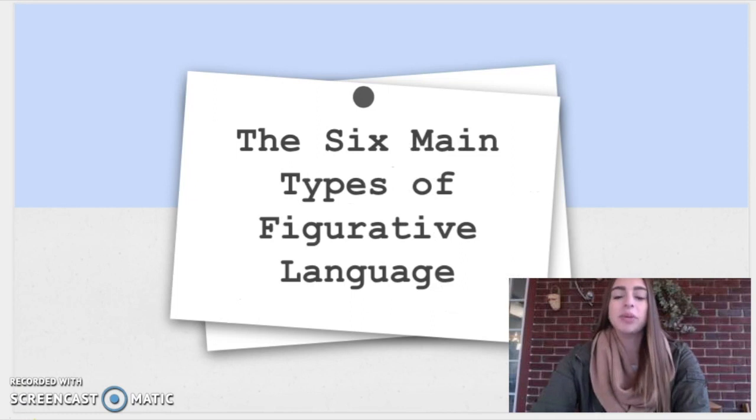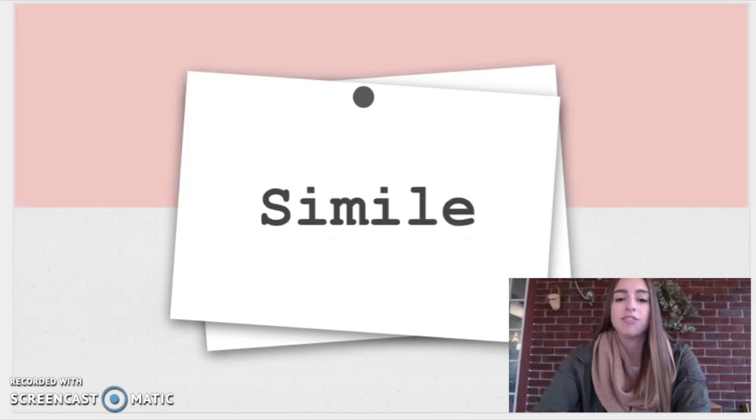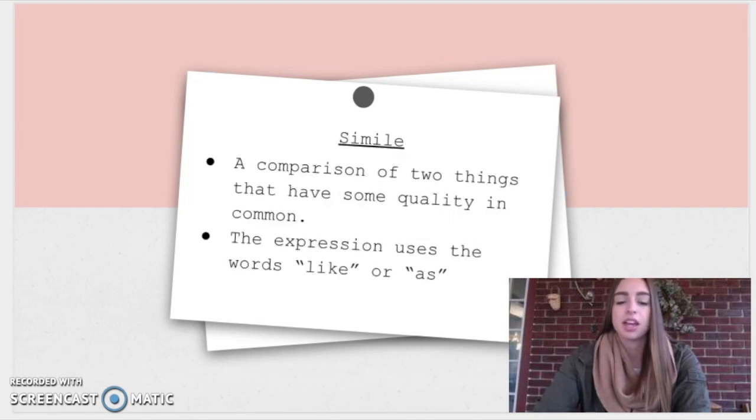Before we dive into the writing process, let's first get a basic understanding of the 6 main types of figurative language. First, let's talk about similes. A simile is a type of figurative language where a comparison of two things that have some quality in common occurs. The expression like or as is used to compare the two objects.